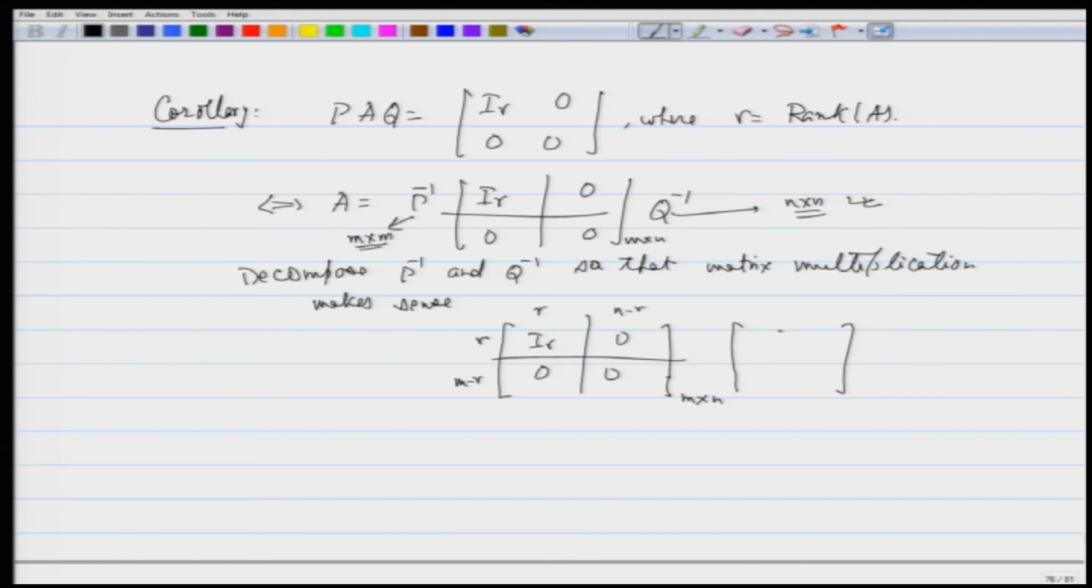So, I want to write Q inverse as, say, C1 here, C2 here. What is the size of C1? I want to multiply this into this, so there has to be R rows here and N minus R rows here, fine. Similarly, here I can break P inverse as, say, B1, B2. Now, here this is R, this is M minus R, so this has to be R columns here and M minus R columns here, fine.